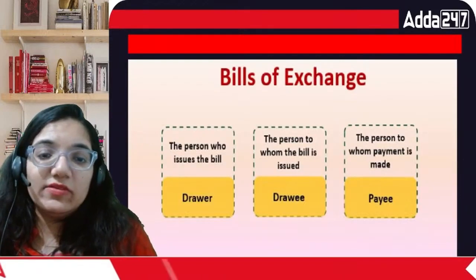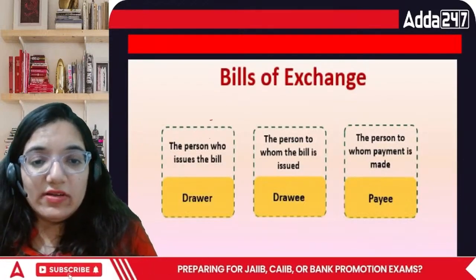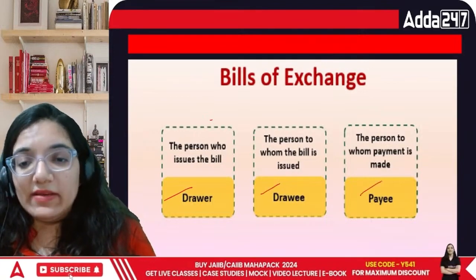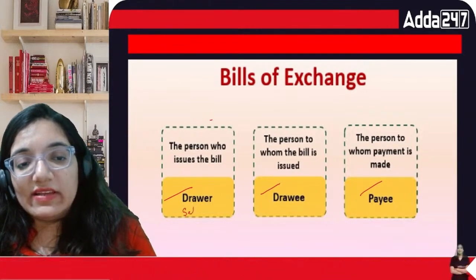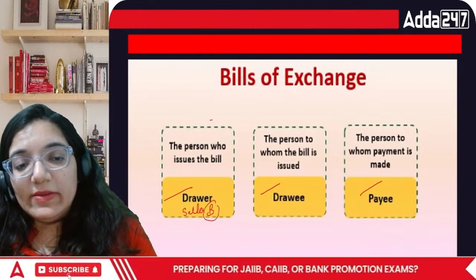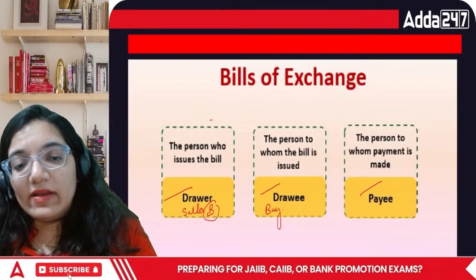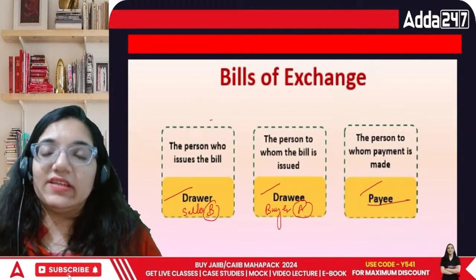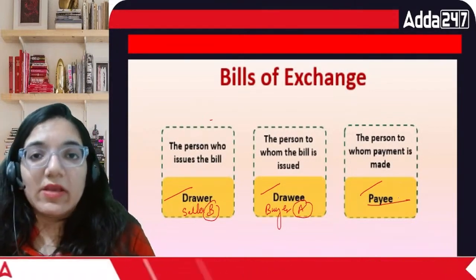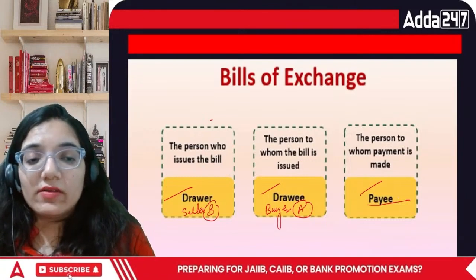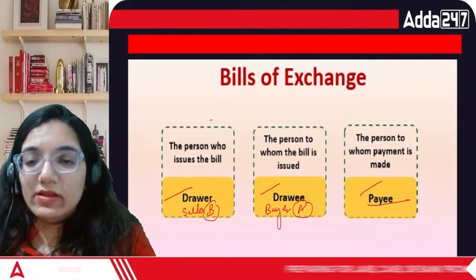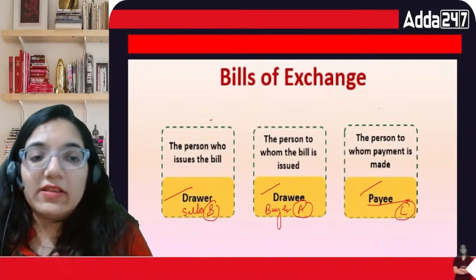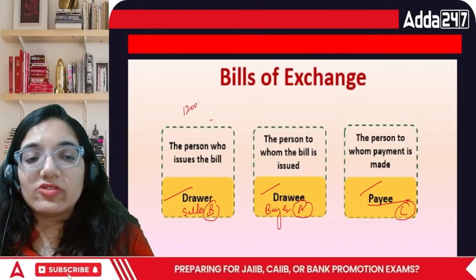Now, as I told you, there are three people: the drawer, the drawee, and the payee. The drawer was the seller or party B. The drawee was the buyer or party A, and the payee. See, I said that you will have to pay me. A said, okay, I'll pay you. Or then there is a particular person, Mr. C. I owe 12,000 rupees to Mr.